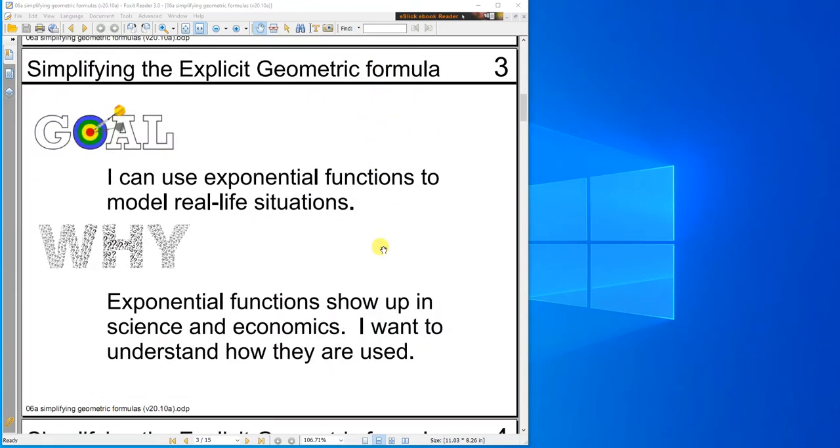Goal: I can use exponential functions to model real-life situations. Why? Exponential functions show up in science and economics. I want to understand how they are used.